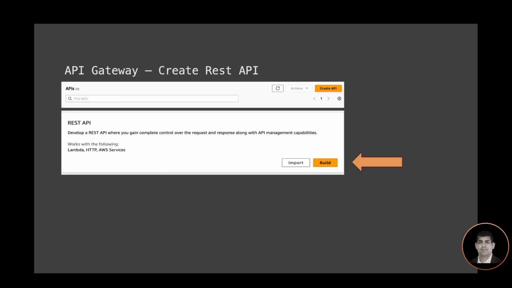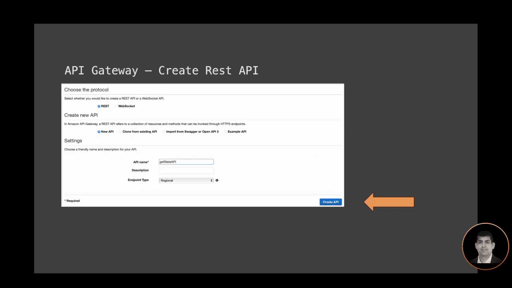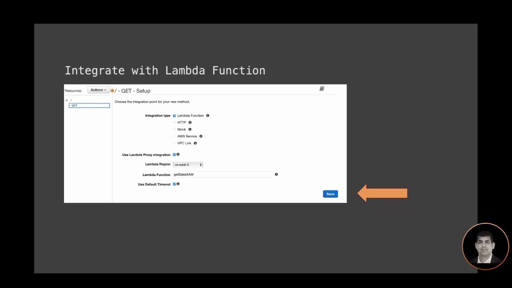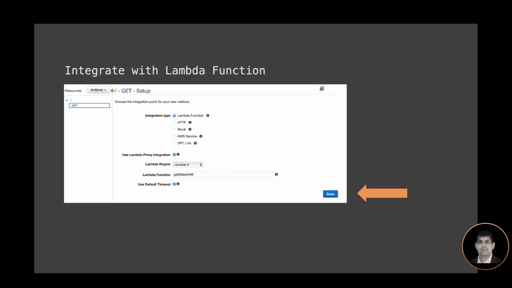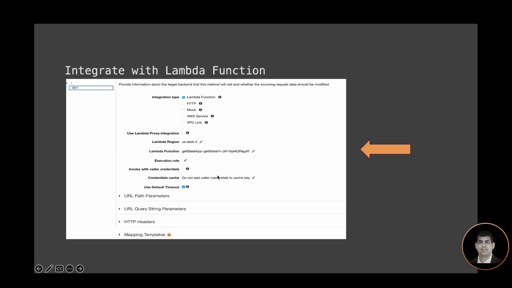Let's go to our API Gateway. Click on REST API and click on build. We'll choose a protocol. We're gonna select REST API. It's a new API. I'm gonna name it as get state API. I'm gonna select the endpoint type as regional. I'm gonna set up my get method. It's an integration type of Lambda function in the region US East 2. My function name I'm gonna select. It's the same Lambda function that I validated earlier.